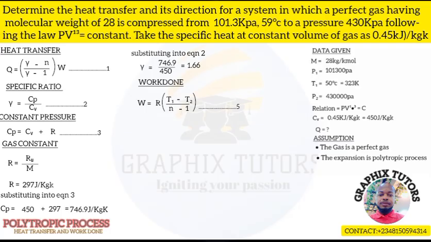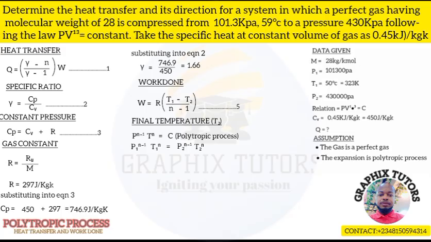So I'm looking for my T2. We know very well that for a polytropic process in terms of temperature and pressure, P to the power of n minus 1 times T to the power of n is equal to C. Since we have two different states, 1 and 2, we have P1 raised to the power n minus 1 times T1 raised to the power n is equal to P2 raised to the power n minus 1 times T2 raised to the power n.